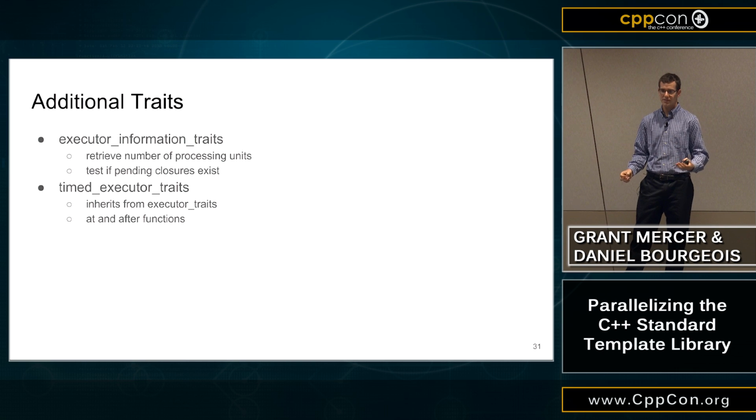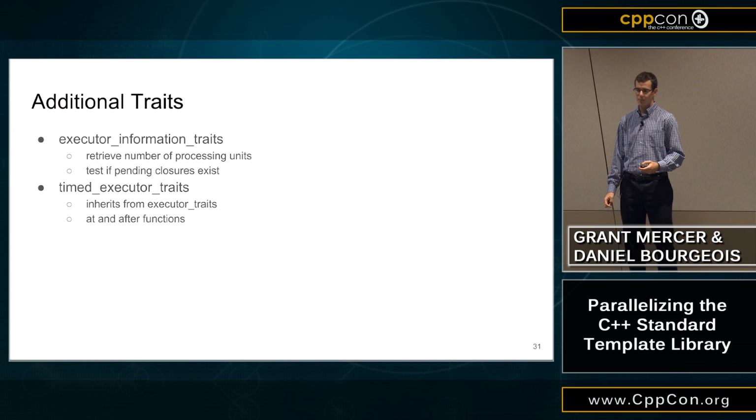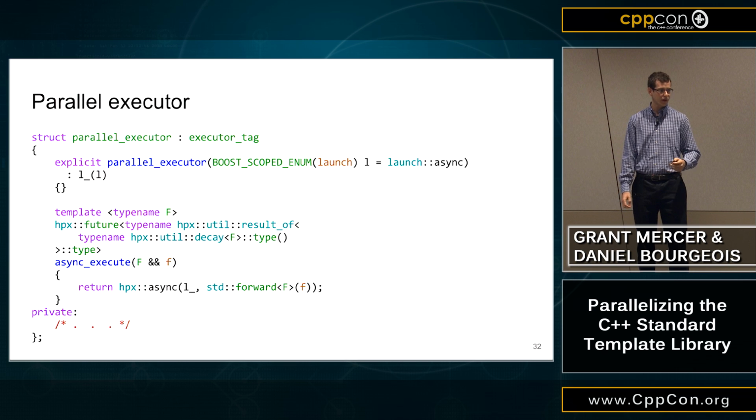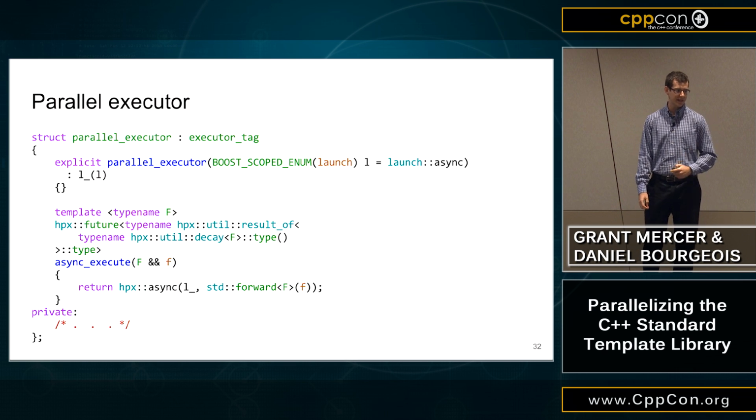Also, there's other traits just to show it's modular, and there's different things you can expose to the user. So there's timed executor traits: do something on this executor at this time or after this length of time. And here's our parallel executor.